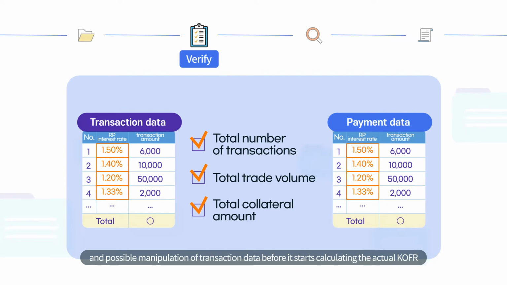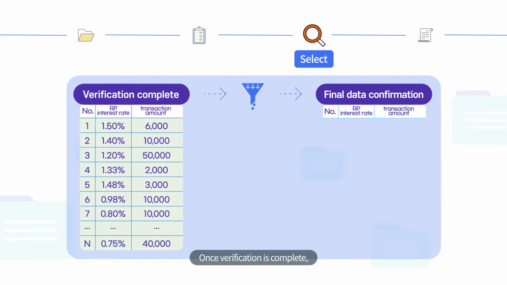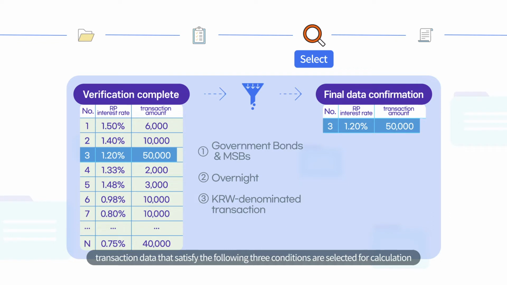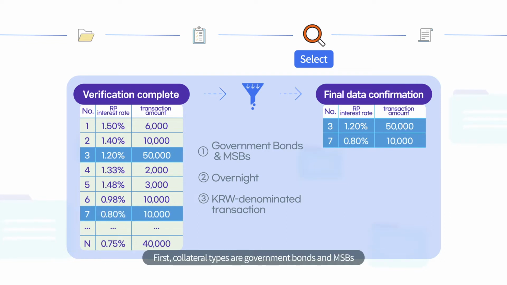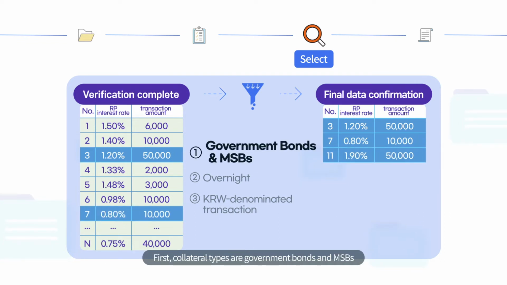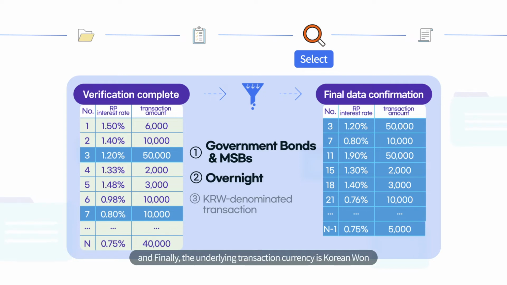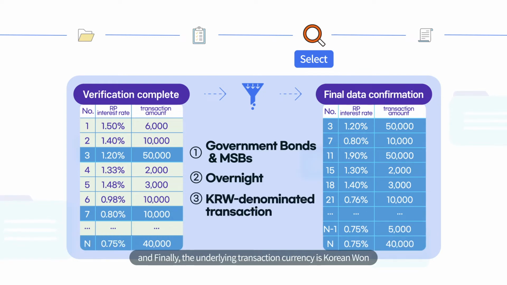actual KOFR. Once verification is complete, transaction data that satisfy the following 3 conditions are selected for calculation. First, collateral types are government bonds and MSBs. Second, the transaction period is 1 business day only. And finally, the underlying transaction currency is Korean won. KSD uses data that meet the above conditions as the final data for KOFR calculation.